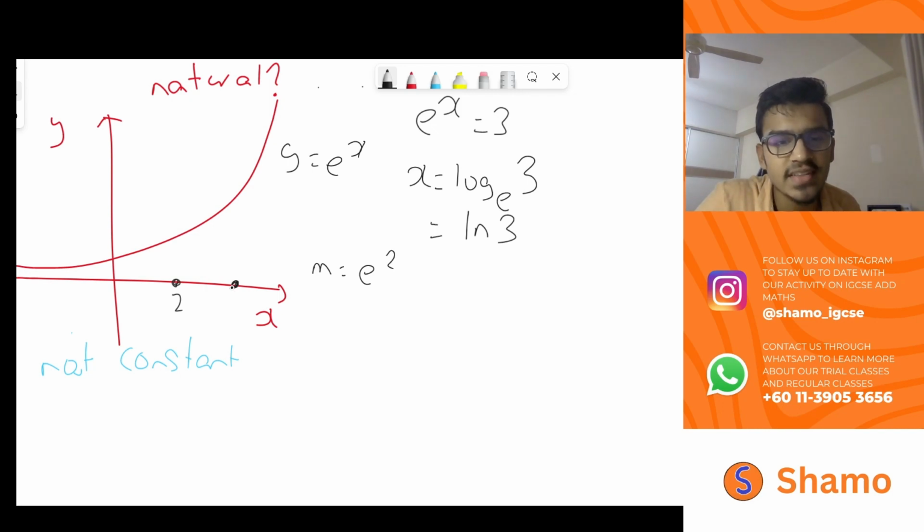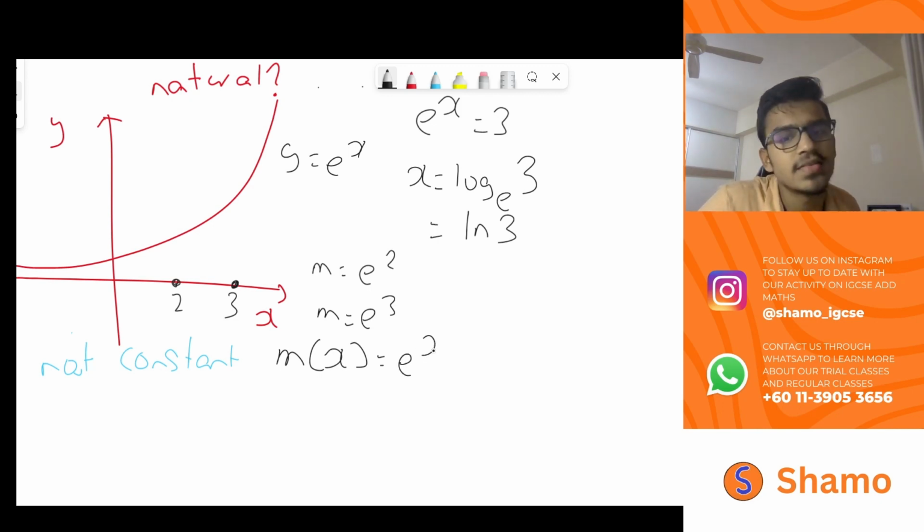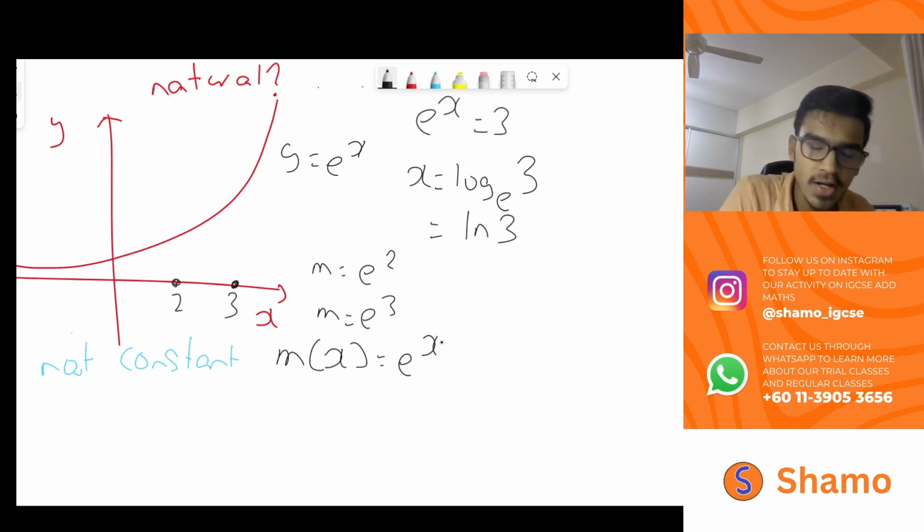If I want to find the gradient at x equals 3, all I have to do is m equals e to the power 3. Suppose I want to find the gradient at any point, m(x) is a function, I'm treating it as a gradient function. It's just e to the power x. So the gradient of this graph at x equals 100 is just e to the power 100. And this is the only function in the world where e to the power x is the graph and e to the power x is your m(x).